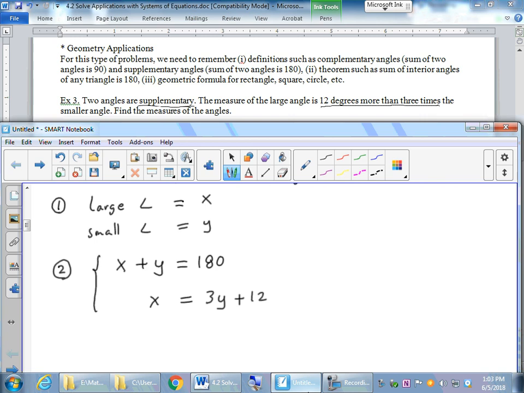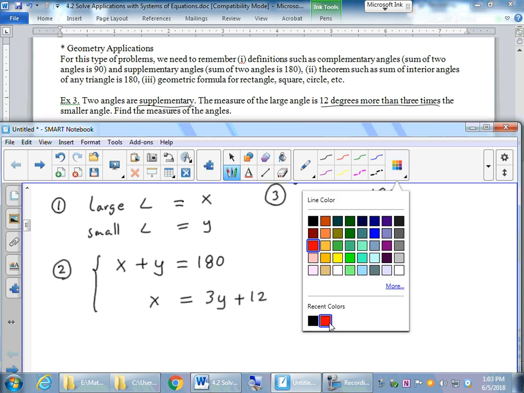So step 3, solving it, and you can see that this system of equations, one of the equations already solved for y, so it will be the best to use substitution method. So I will be substituting, let's solve it right here. So I'll be substituting into the first equation. So it will be x plus y is equal to 180. So therefore, I'm going to be substituting x with 3y, right?